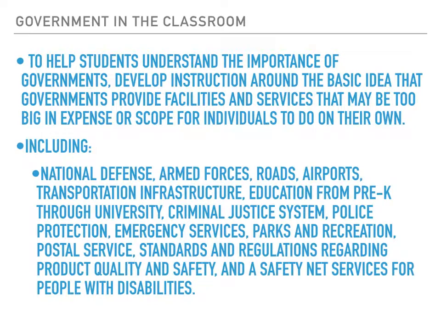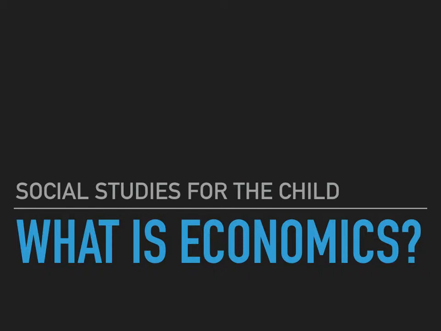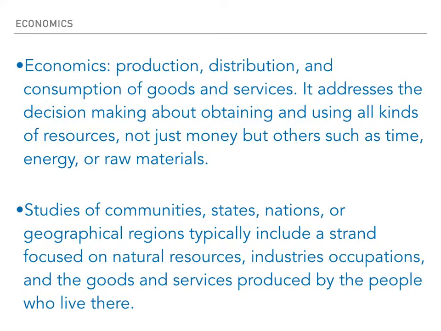Now we're going to move down to the economic side, and you will see on your graphic organizer that the top box is for the definition, and then the three are for three illustrations I'm going to have you do. So for economics, it is the production, distribution, and consumption of goods and services. And at this point in the semester, we've talked about the idea of economics in the social studies curriculum. It addresses the decision making about obtaining and using all kinds of resources, not just money, but others such as time, energy, or raw materials.